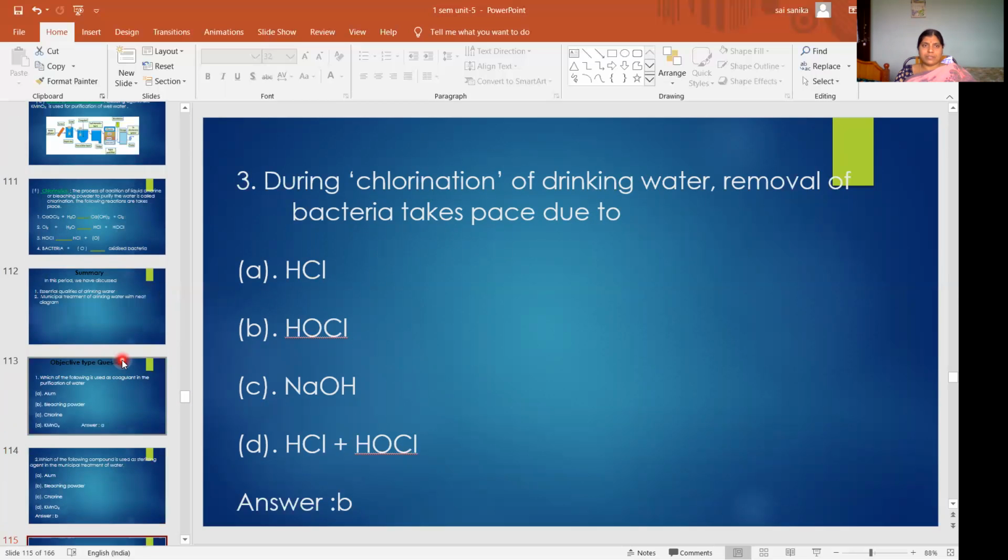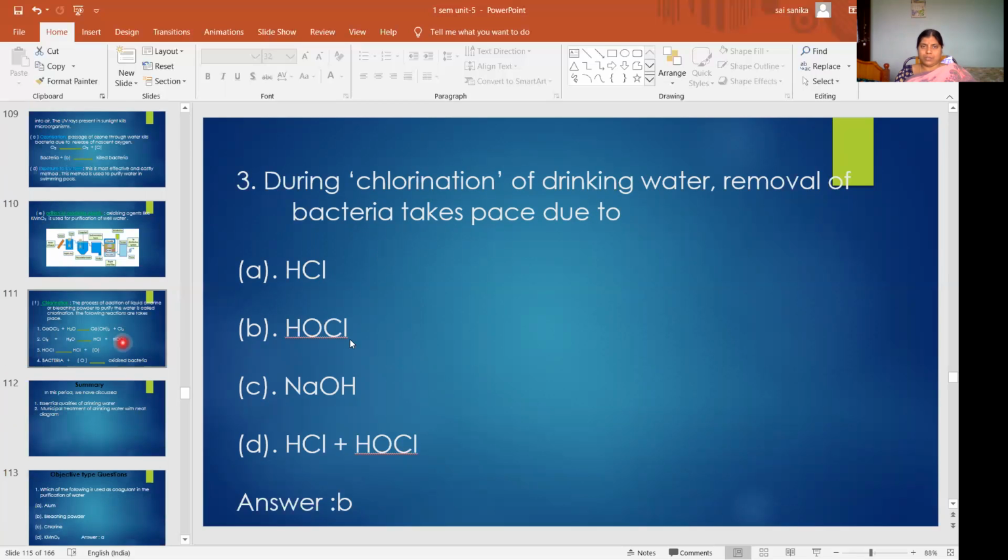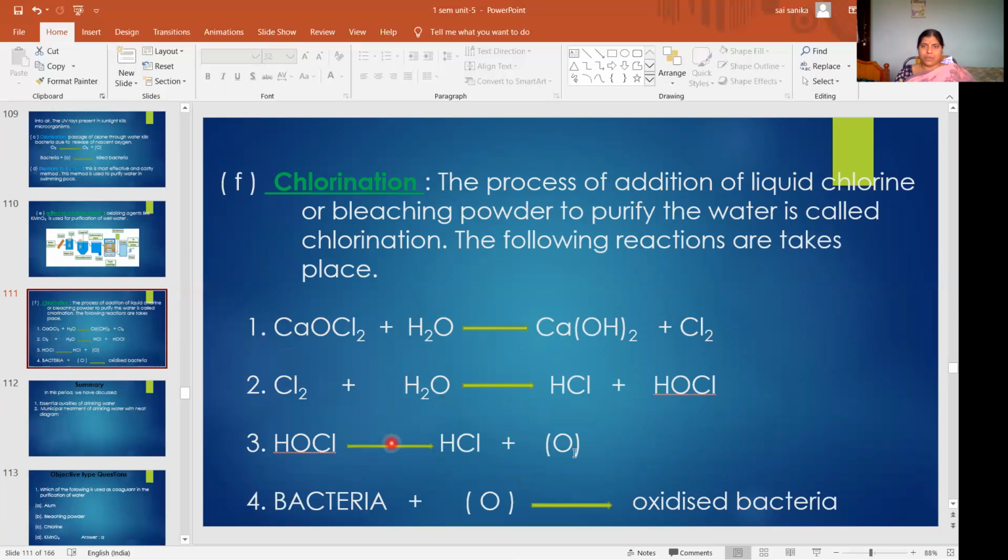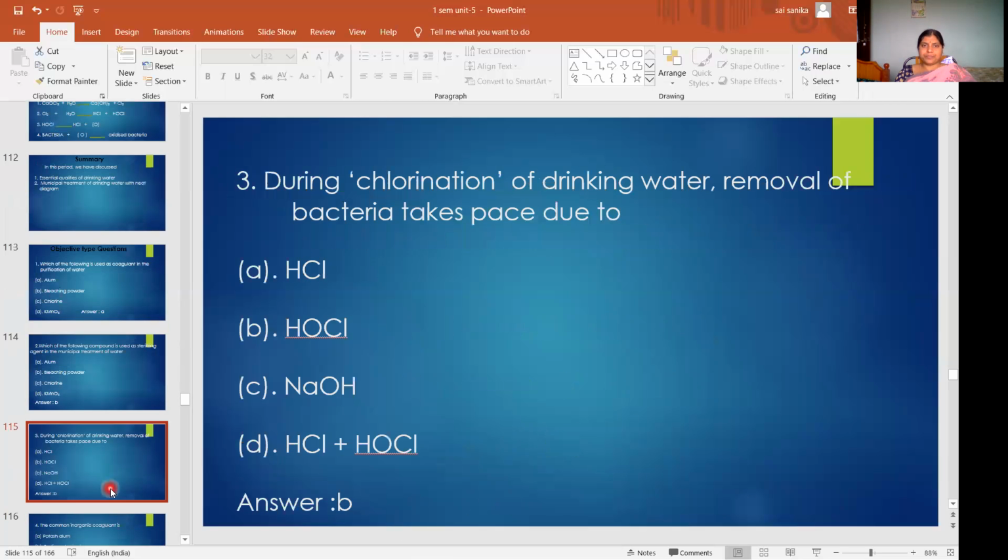Just now we have seen the chemical reactions for chlorination. So because of what is the bacteria killed? It is HOCl. When HOCl splits, it gives nascent oxygen, and this nascent oxygen is released and kills the bacteria. So what is the answer here? B, hypochlorous acid HOCl is the answer.